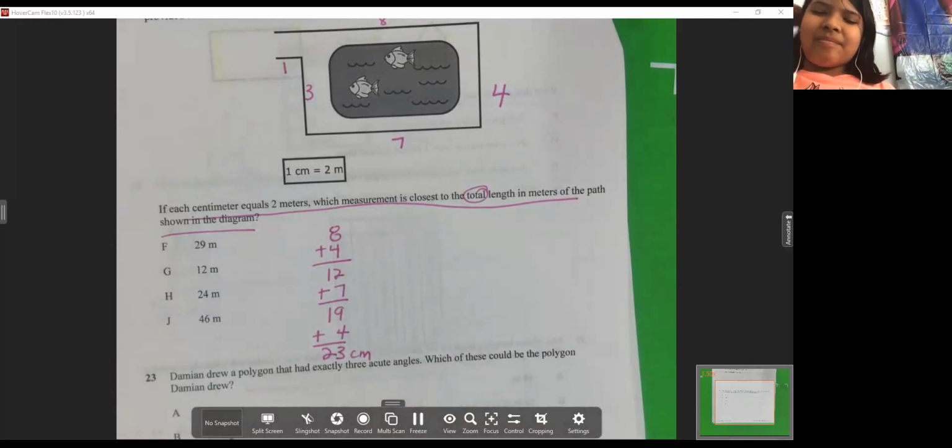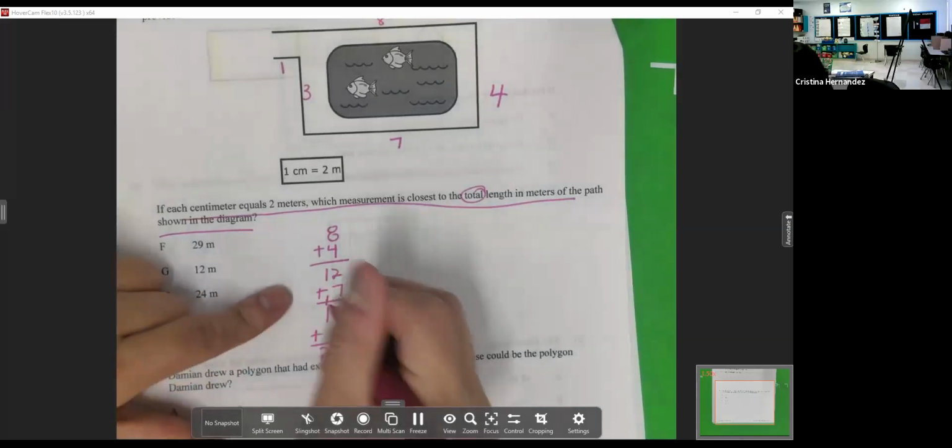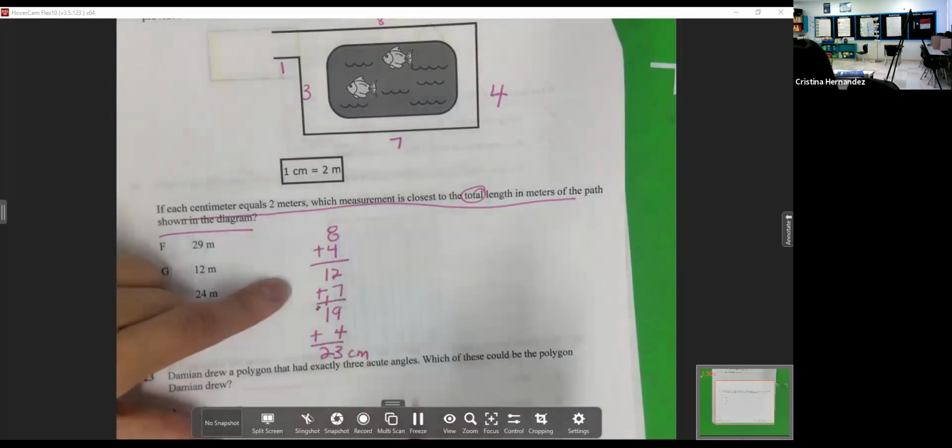Add them? Not add them. Subtract. Miss Wallen, I think you forgot the 1. What? Oh, right here? Are you talking about right here? Plus 1? 23?